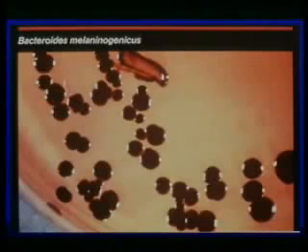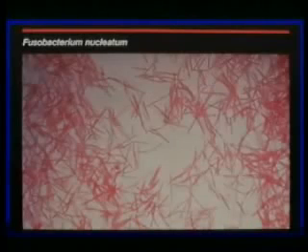This would be Clostridia. These look like Chinese letters. These are diphtheroids. This is now Prevotella melanogenicus, so called because it forms black pigment on agar. Bacteroides fragilis, a pleomorphic gram-negative bacillus. These are fusobacteria, so called because they're spindle-shaped, gram-negative.